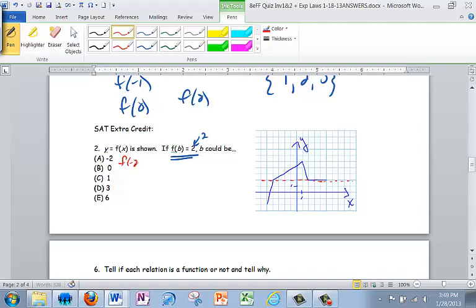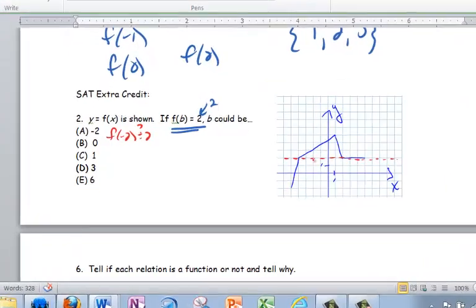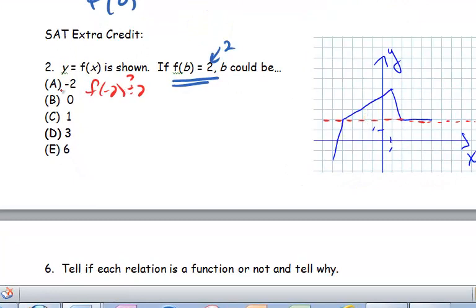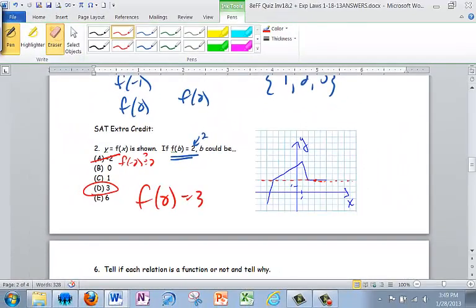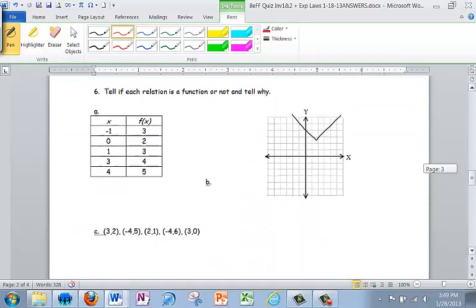Is f of negative 2 equal to 2? So f of negative 2 is here. Nope, that's not negative 2. That's actually 3, so that doesn't work. So you go through all those, and it turns out that D is the one. So f of 3, 1, 2, 3. There it is. So that's the correct answer. Nope, other way around. Sorry. I'm trying it again. F of 3 is 2. Very good. Okay, so that was kind of a fun problem.